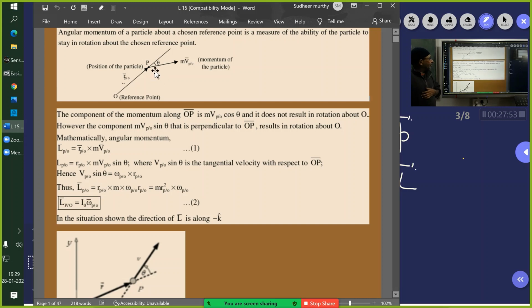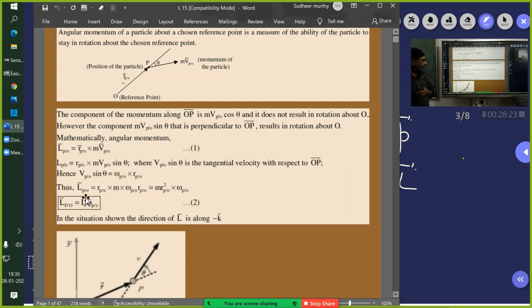So, because we know that V is equal to omega r. In fact, it is V is equal to omega cross r bar. I hope all of us remember this. So now P O sin theta will be equal to omega into r. So straight away we will get the omega term.